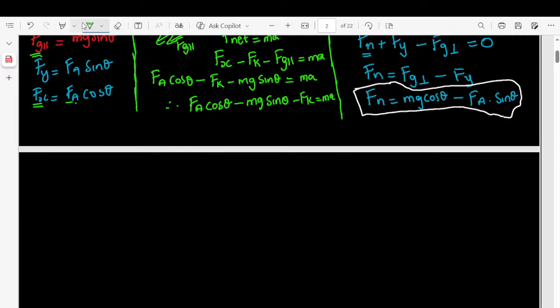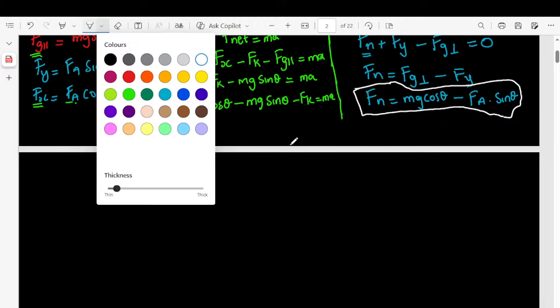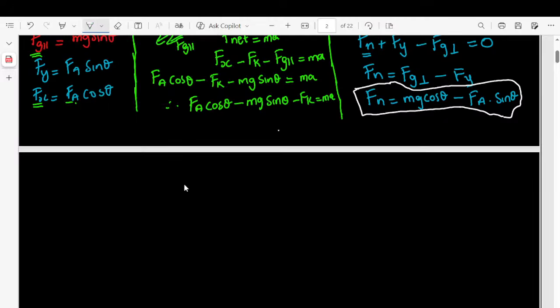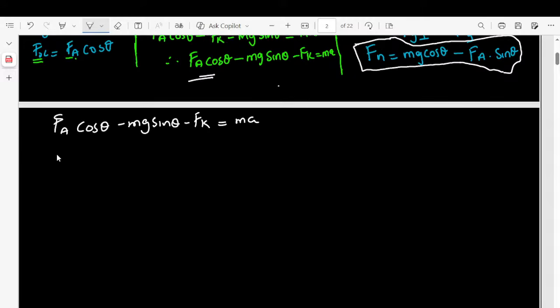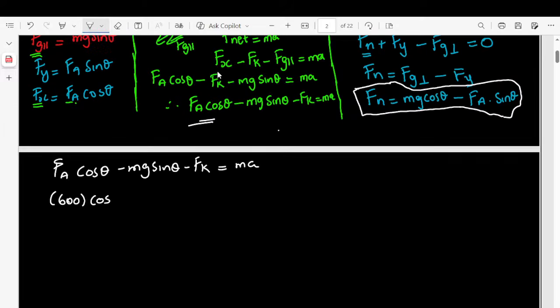So you know what I'm going to do now? I'm going to say, now I need to find my Fk. Let's start with Fk. Let's work with this formula here. We have Fa, the cos of theta minus mg, the sine of theta minus Fk, and this equals ma. So I need to substitute what I'm given. The applied force was given as 600 Newton. The cos of, please be careful. You see this thing, this is your Fx.